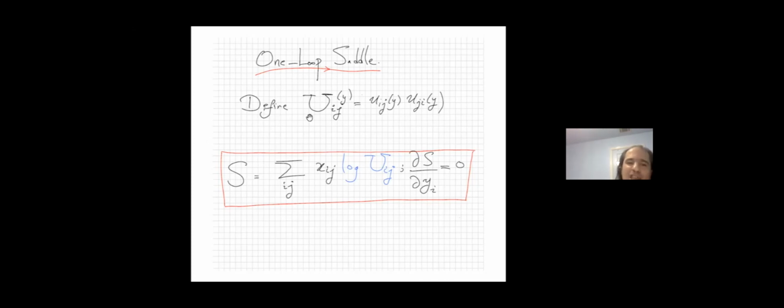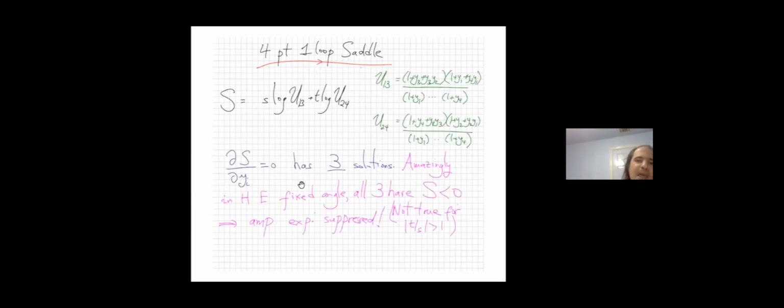So how do you get a uij from the dn hat variables? Well, there's a uij and a uji, you just take the product. Okay? So this turns out to be the action whose saddles determine the large X behavior of these one loop stringy integrals. Okay? So for instance, there's a 4.1 loop saddle at 4 point.